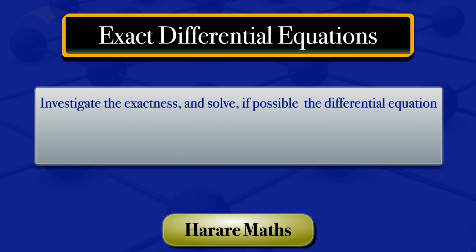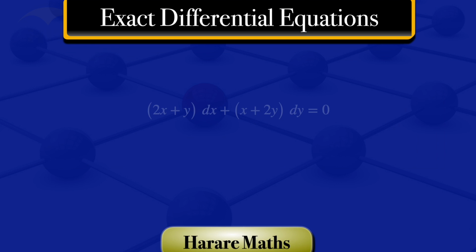In this video, I'm going to investigate the exactness of the differential equation (2x + y) dx + (x + 2y) dy = 0, then go on and solve it if it is possible.